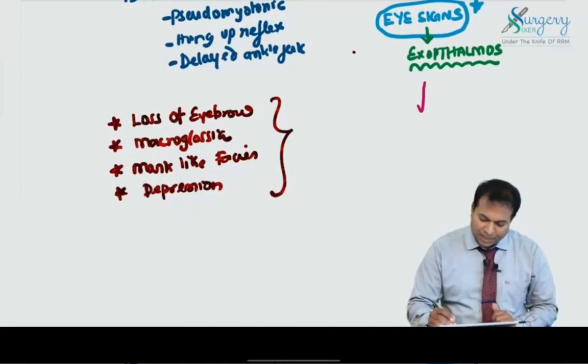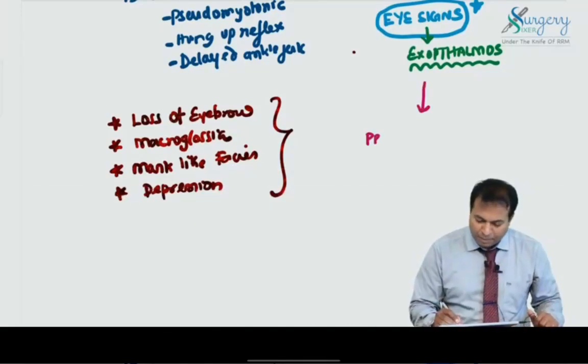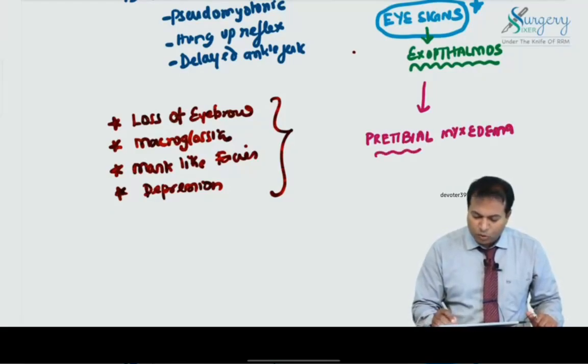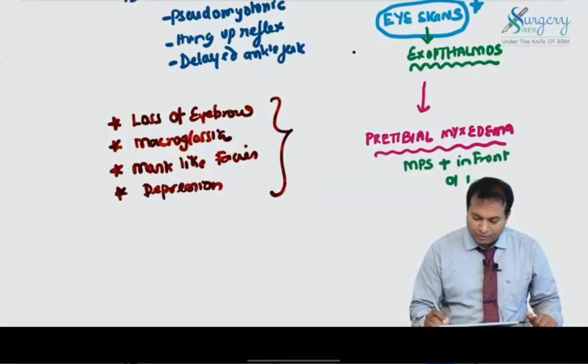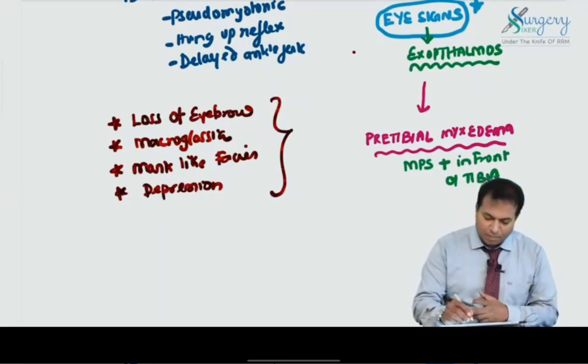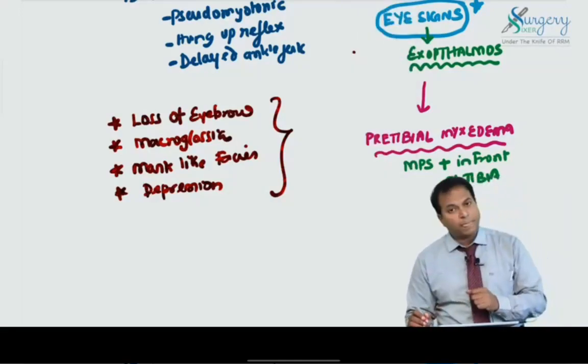What are the other features? They have classically some interesting features known as pretibial myxedema. What do you mean by pretibial myxedema? It is a deposition of mucopolysaccharides. Please remember, it is a deposition of mucopolysaccharides in front of the tibia. So this is a misnomer. Though myxedema means hypothyroidism, it is named wrongly for hyperthyroidism. So it is a misnomer.